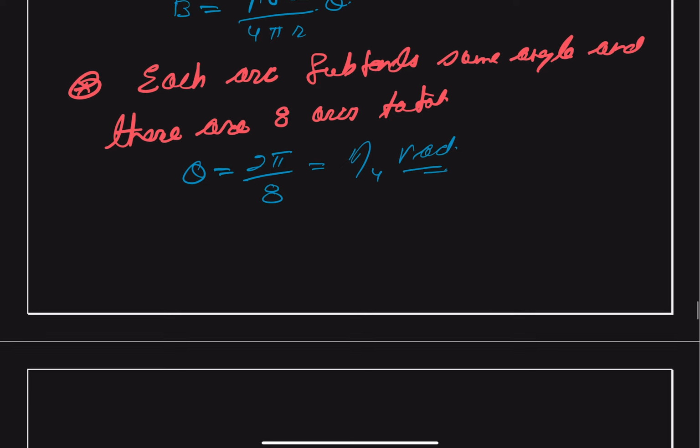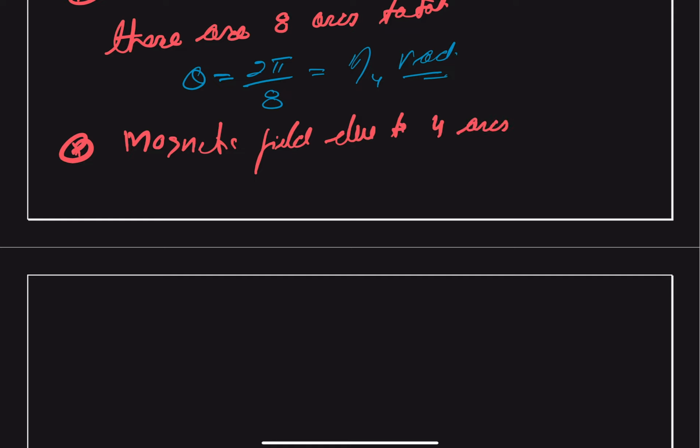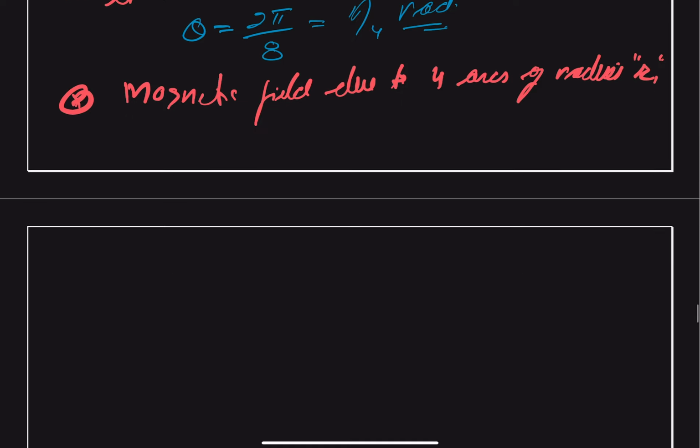So we have 2 sets of arcs, 4 arcs in each set. The first 4 arcs have a radius r1, and the other set of arcs has a radius r2. So we are going to discuss it based on 4 arcs in each set. We can say the magnetic field due to 4 arcs of radius r1, let us call that b1.